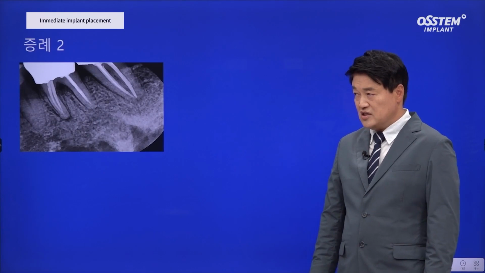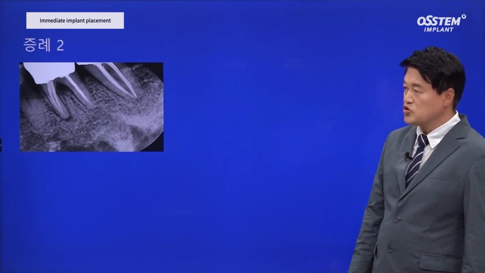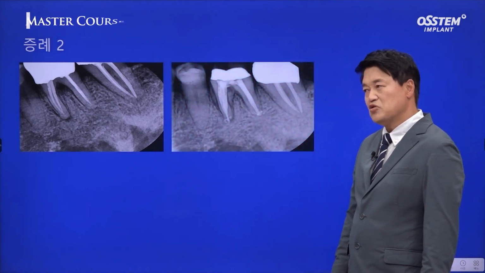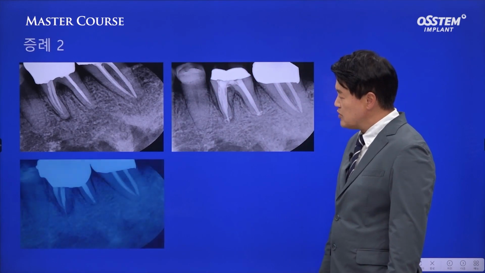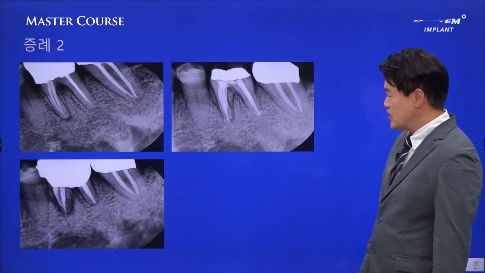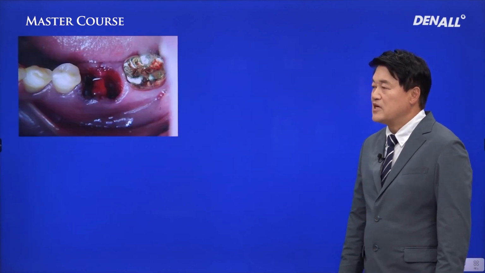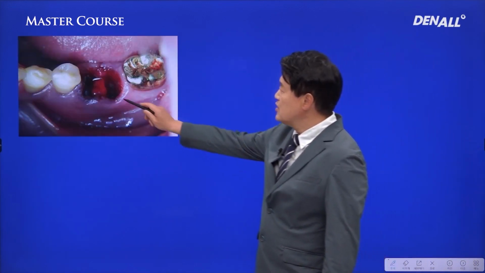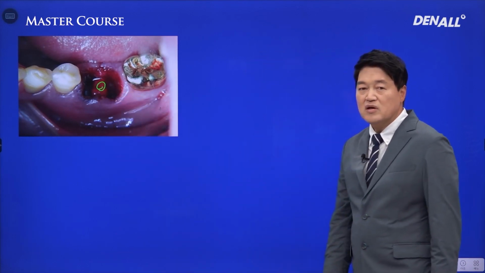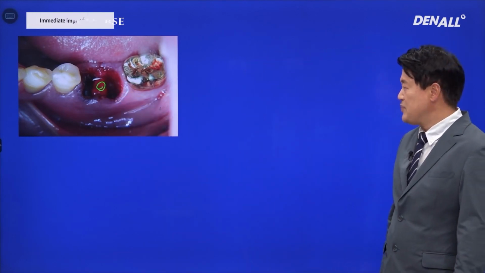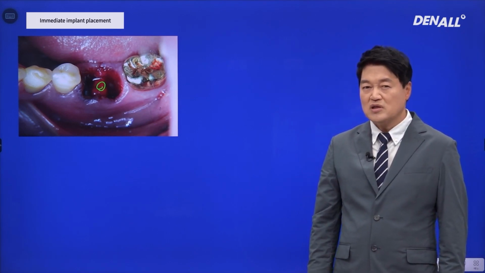This is a second case. Endodontic treatment was done and crown was delivered, but symptoms continued. Re-endodontic treatment was provided in the end on the mesial side. Because of root fracture, extraction was done. This is after extraction. In the area for implant placement, there's interseptal bone. This is where we're going to get primary stability.